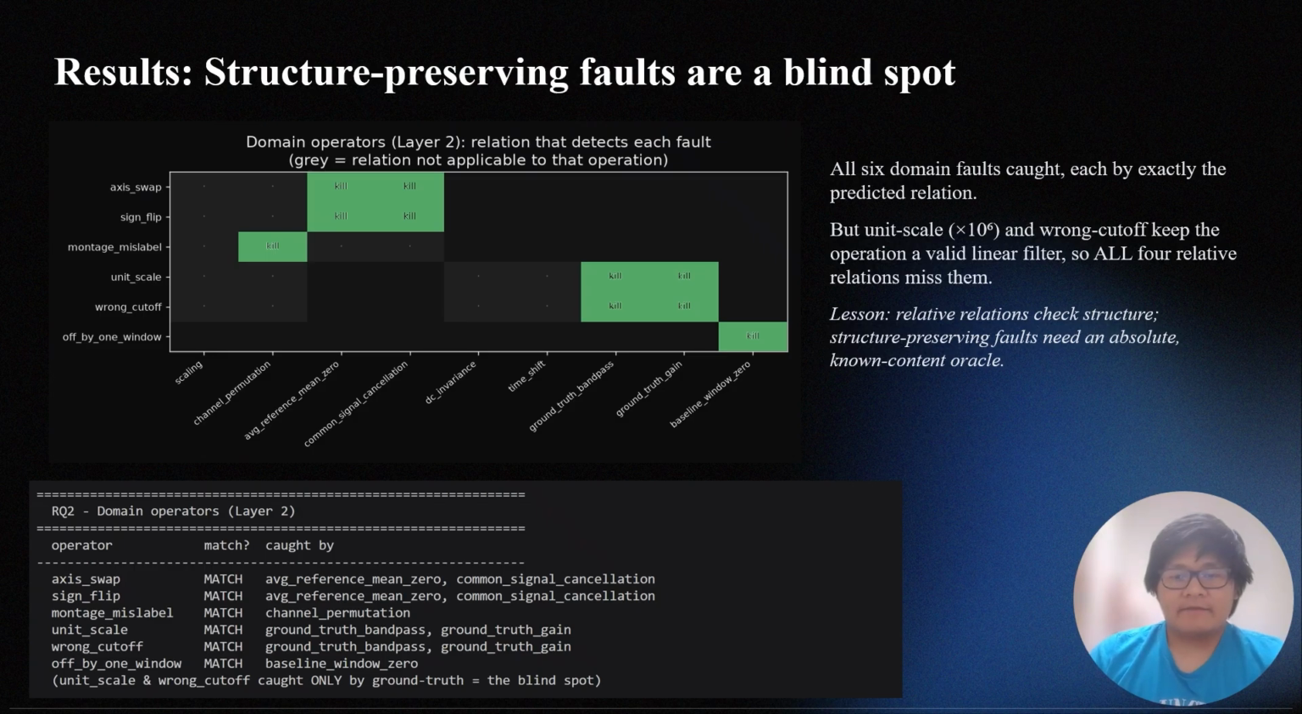So, like I said earlier, part of the experiment was to test the 6 man-made fault operators and see whether or not the relations can catch them. And of course, they were all caught, right? But there were some issues with the unit scale and the wrong cutoff, where all 4 of the relations associated with them missed them. I guess as a result, structure-preserving faults are usually a blind spot for this sort of issue. That's what I found.